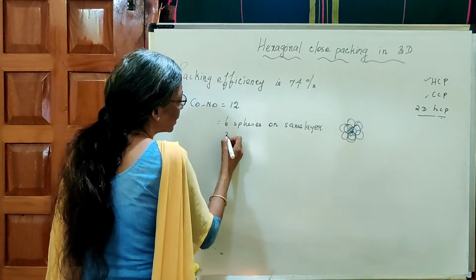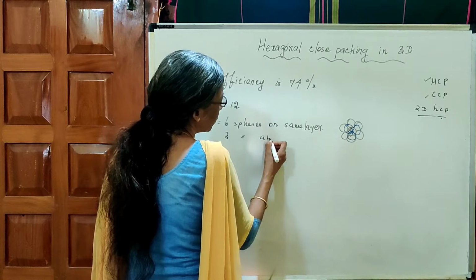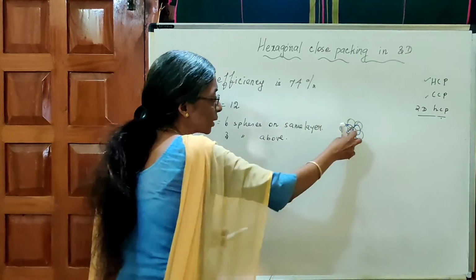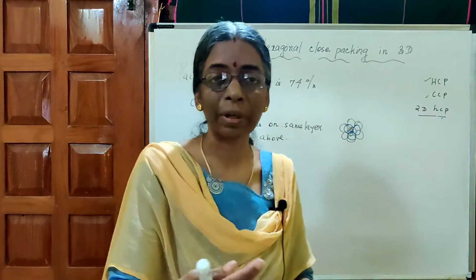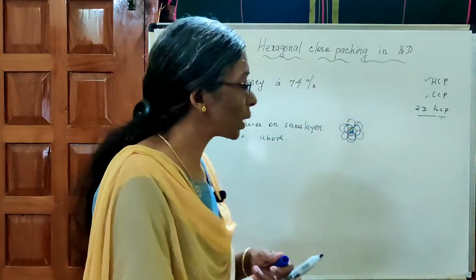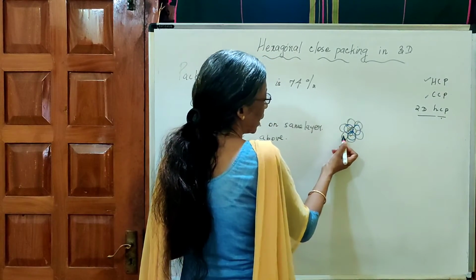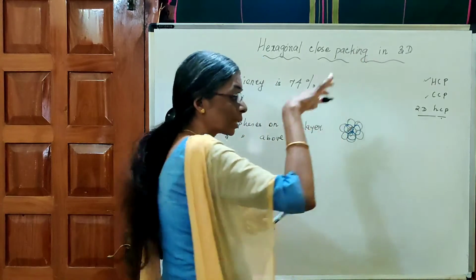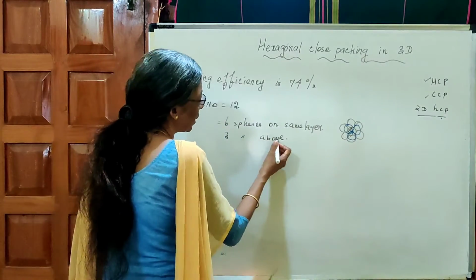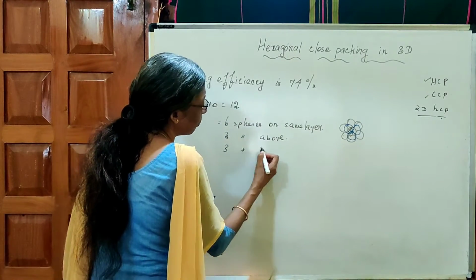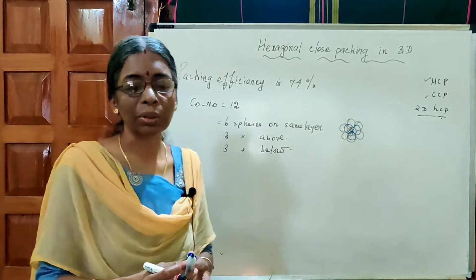Next one, 3 spheres above, in the next layer above. And the same thing, suppose this is here, 3 here, in the same way you get 3 spheres below that also. So in total how many spheres are touching this one? 6 spheres on its own layer, 3 spheres on top of this one, and 3 spheres below this one. So we get coordination number equal to 12.